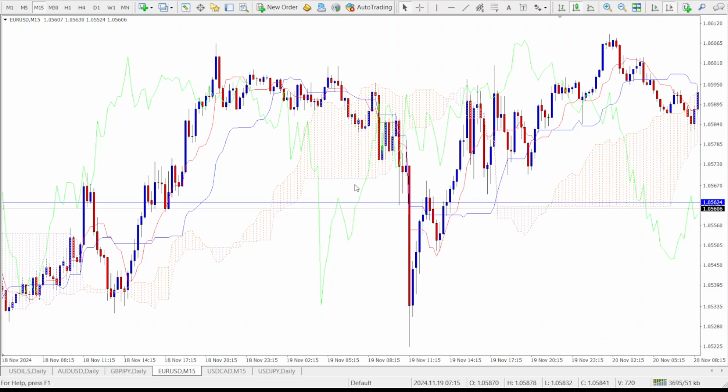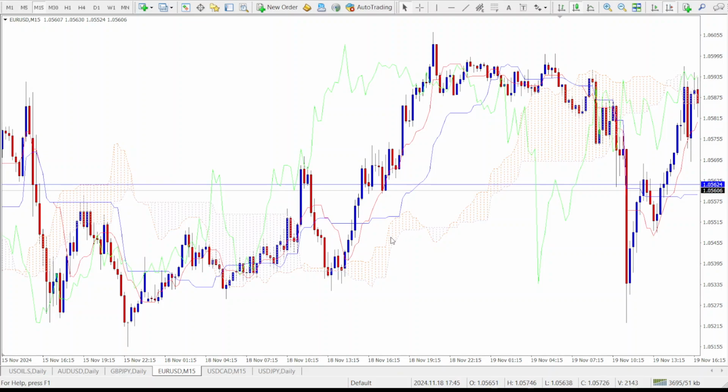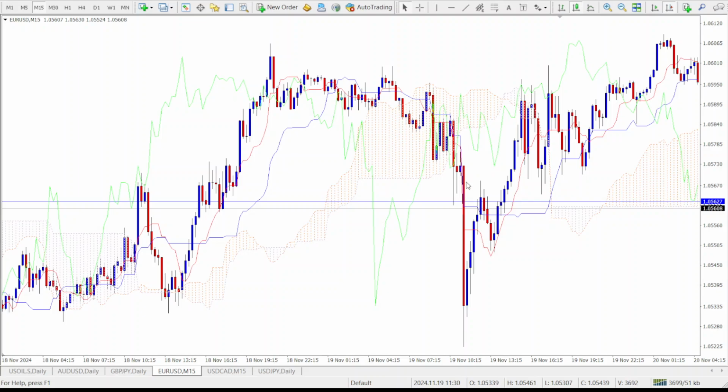Right, the cloud or the Kumo is a key area for determining market support and resistance. When the price is above the cloud, it indicates a strong bullish trend. If the price is below the cloud, it's a bearish market. And if the price is within the cloud, the market is in a consolidation phase.